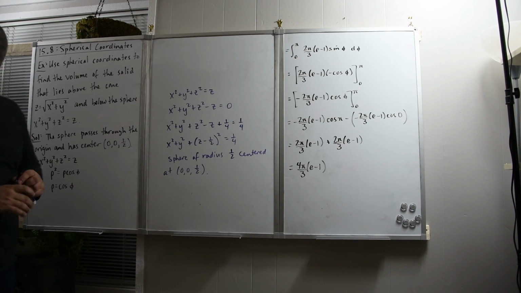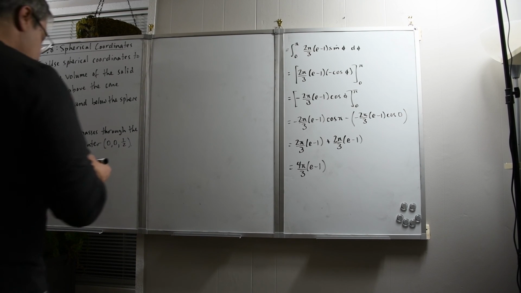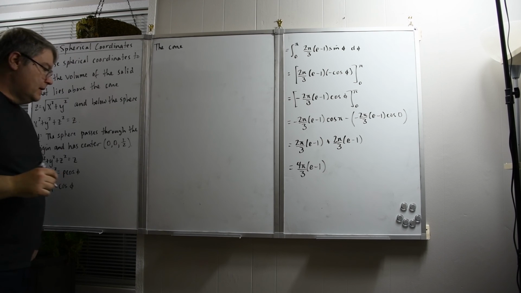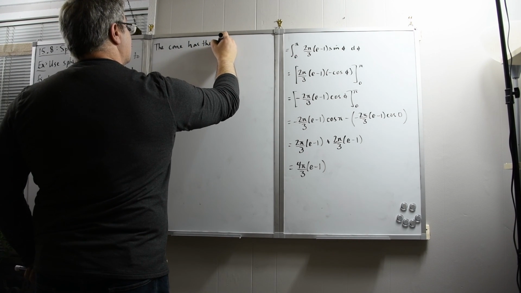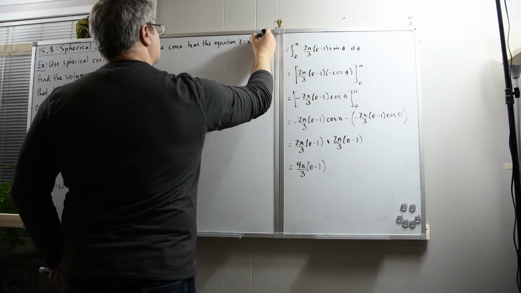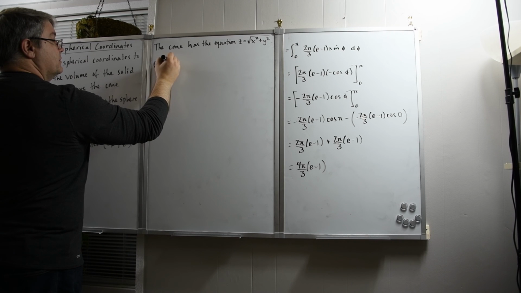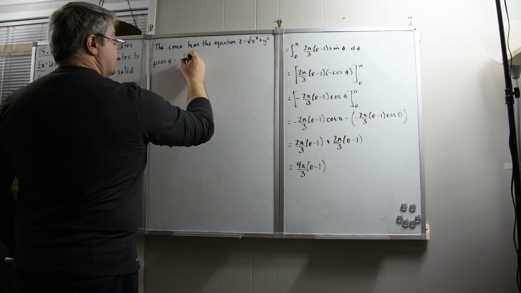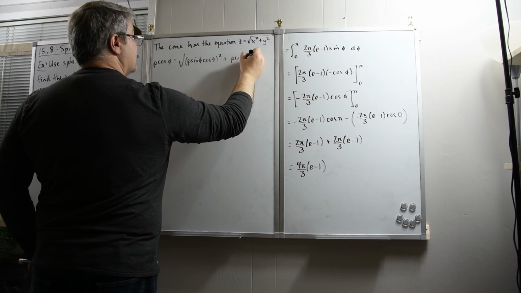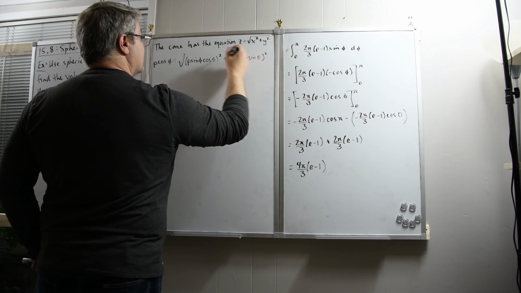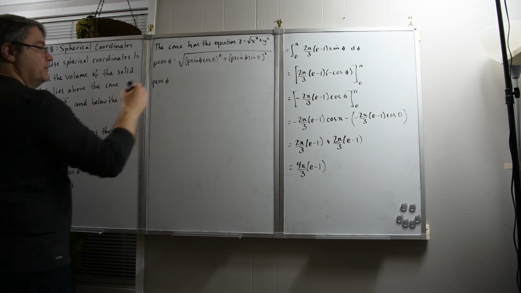Now what about the cone? Now this cone has the equation z equals square root of x squared plus y squared. We also have conversion equations. For example, we know that z is equal to rho cosine phi. We also know that x is the same thing as rho sine phi cosine theta, and that y is rho sine phi sine theta. So we can go forward with rho cosine phi on the left side.